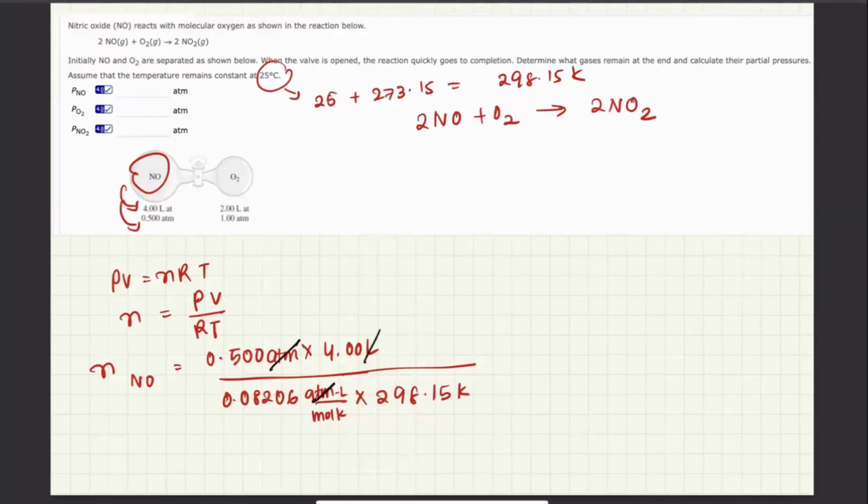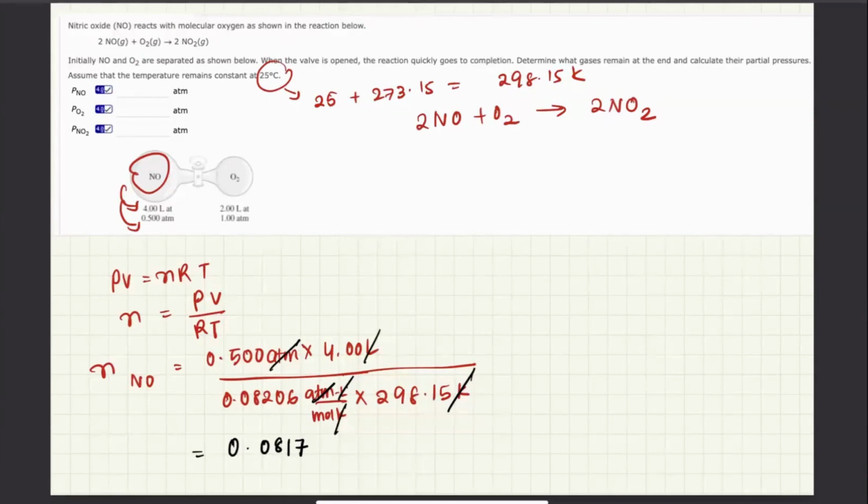So you can see that all the units are going to cancel out, and you are just going to be left with mole, and the mole is going to be on the top. So this is going to give us, just check, 0.0817. Okay, so that's going to give us the moles of NO.